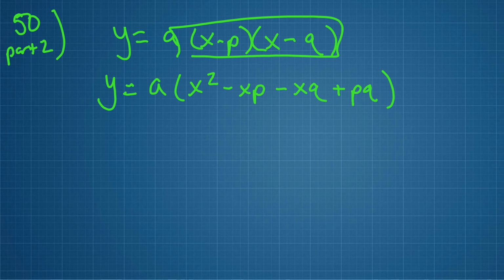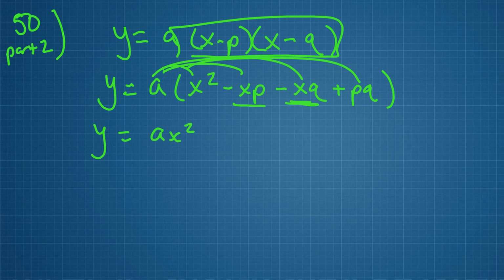I'm going to distribute. What I'm going to do first is say, look, they both have a minus and an x in common. Actually, right now, I'll just distribute it. So a is going to go to everything: ax squared minus apx, I'm just going to write x last, minus aqx plus apq.